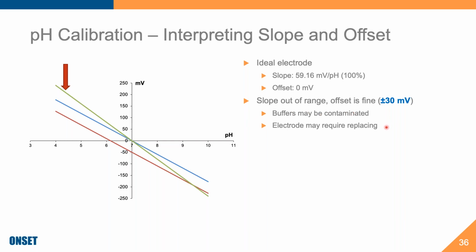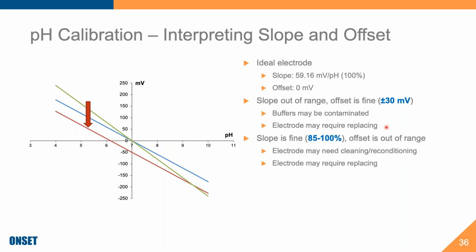My recommendation whenever you have either a slope or an offset that are off, the first step should always be to do a visual inspection of the electrode to make sure there are no cracks, as well as to see if your electrode needs cleaning, and go ahead and try cleaning it and then reconditioning it before trying your calibration again, because that might just be the problem. And I'll talk about that in a little bit.